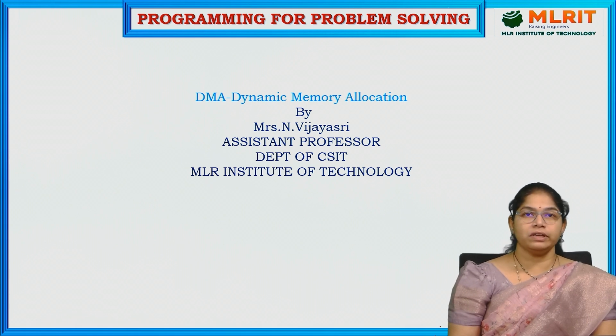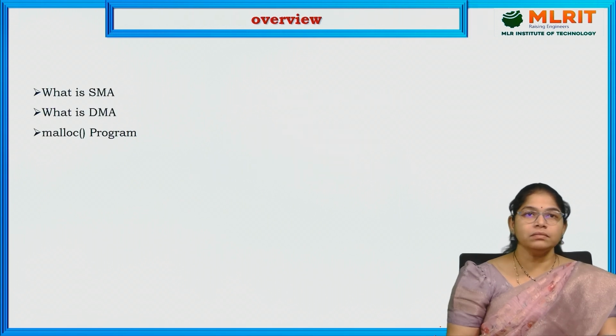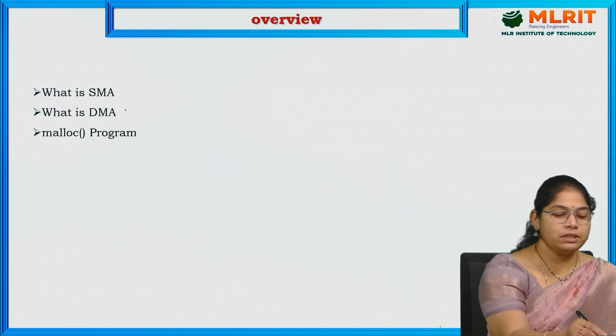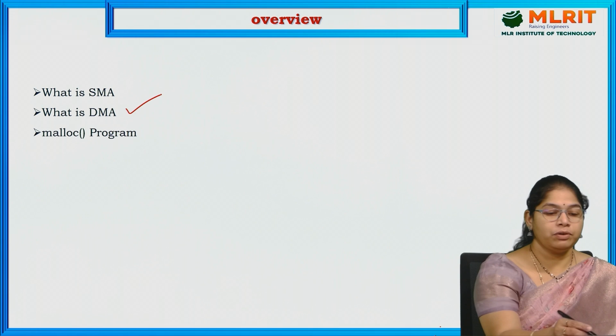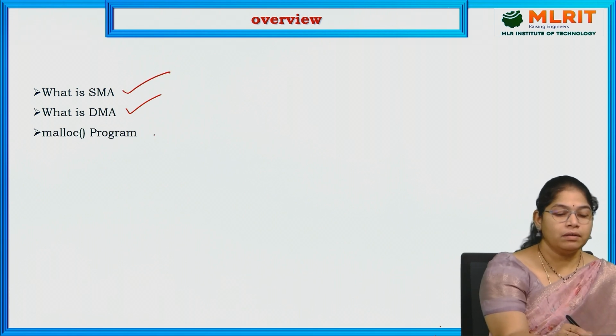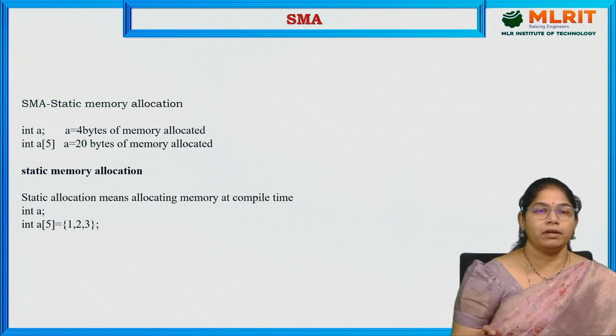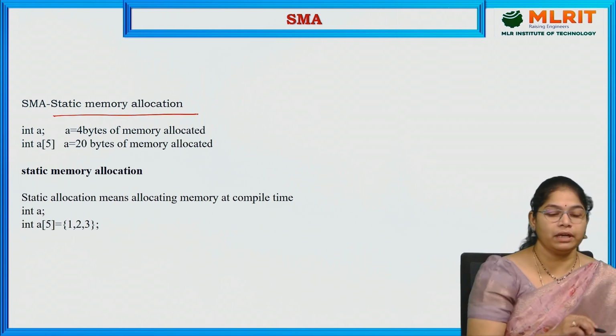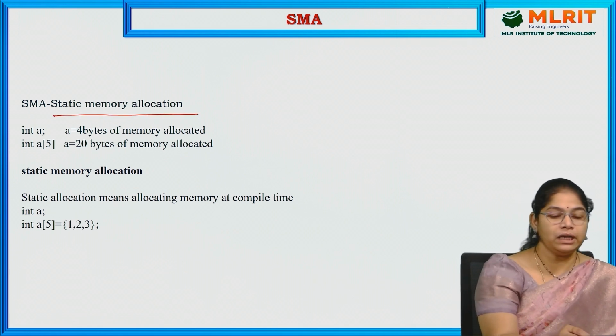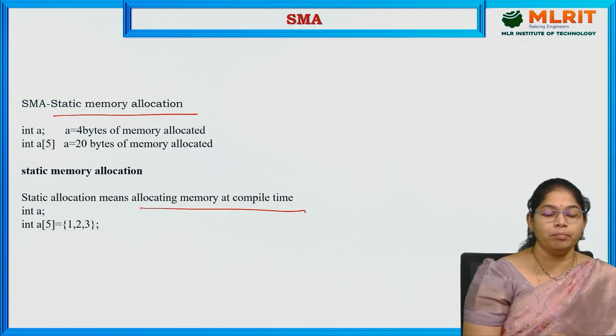In today's session, we will discuss DMA, Dynamic Memory Allocation. Overview of the session: what is DMA? Before that, we have to know what is SMA and the malloc program. What is SMA? SMA means static memory allocation, where the memory is allocated at compile time.